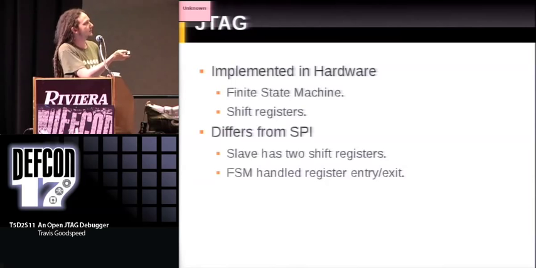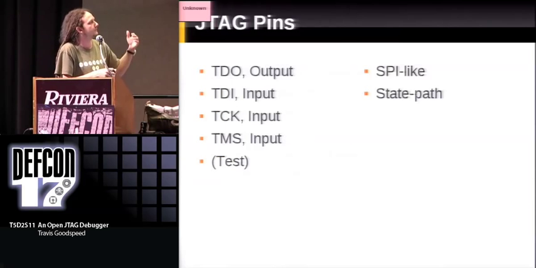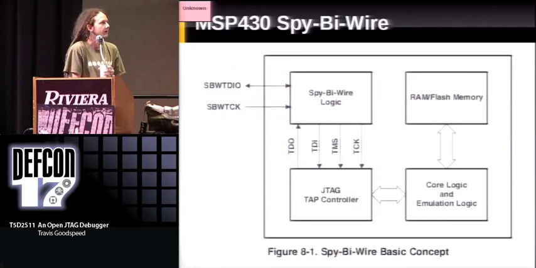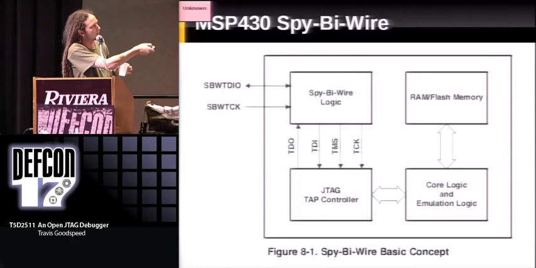The pins themselves are just output, input. There's a clock line and also a machine select line, which is how you move around the thing. And then there are two-wire variants of this, such as Spy-Bi-Wire. Spy-Bi-Wire works by having just a clock line and an everything line. The everything line multiplexes between the four signal lines on the clock. So you'll send one, then the other, then the other, then the other.